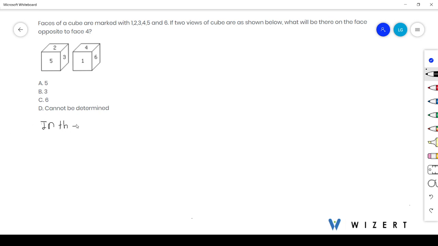Now, in the given two views, no number is common. We can observe here there is no number which is common. Therefore, relative information is not known.